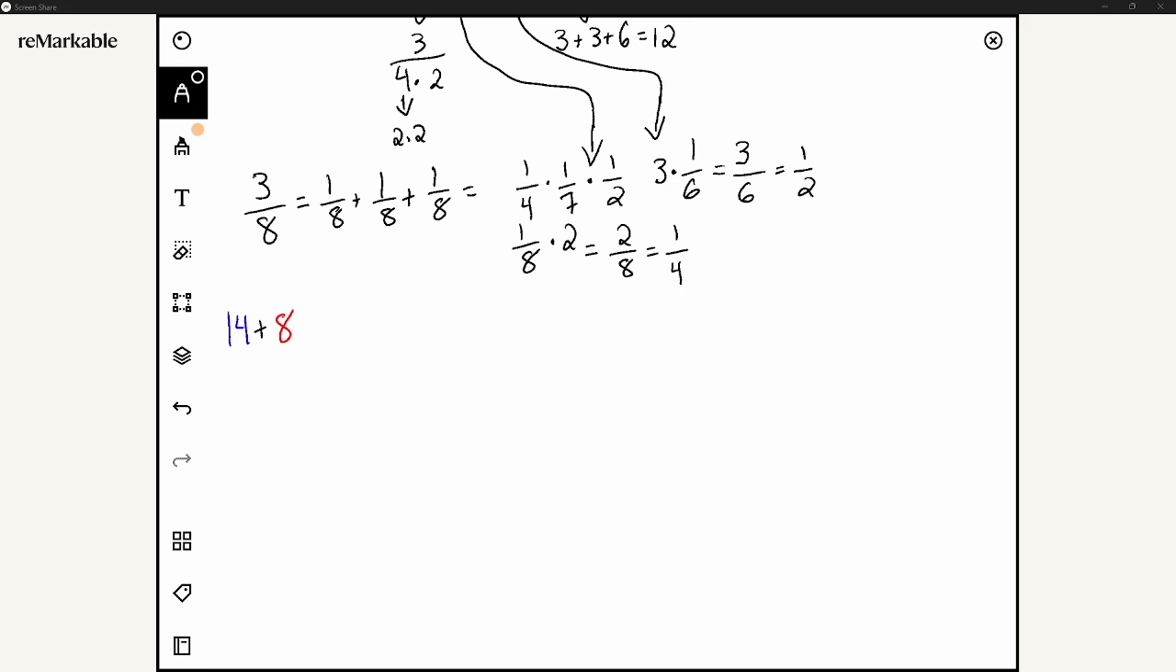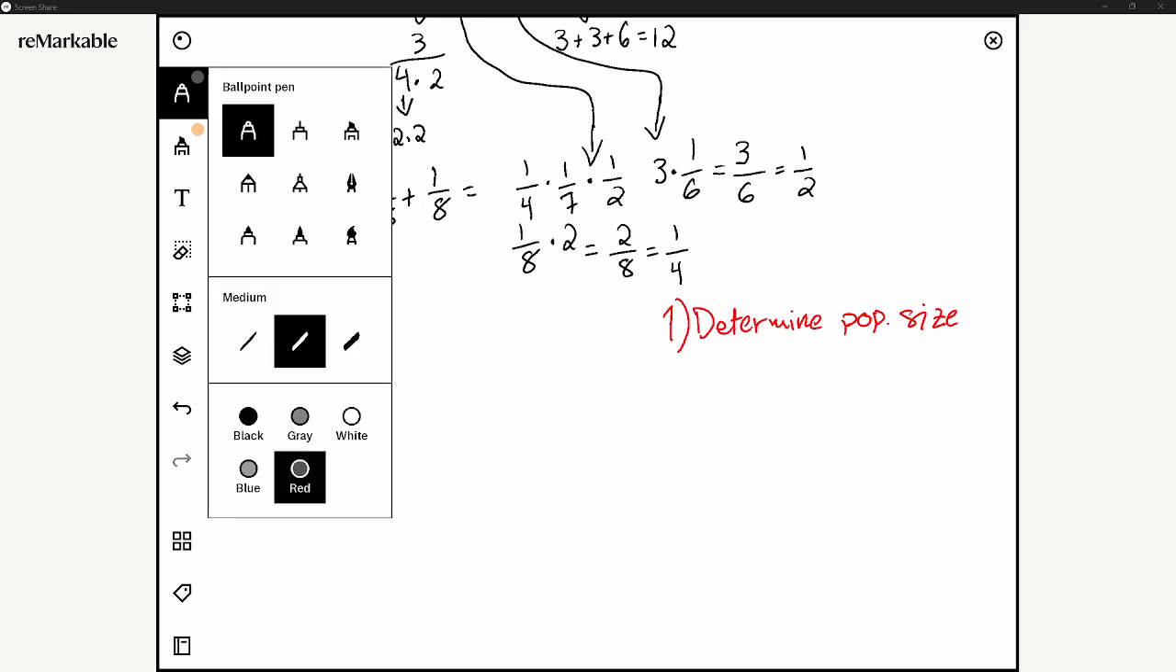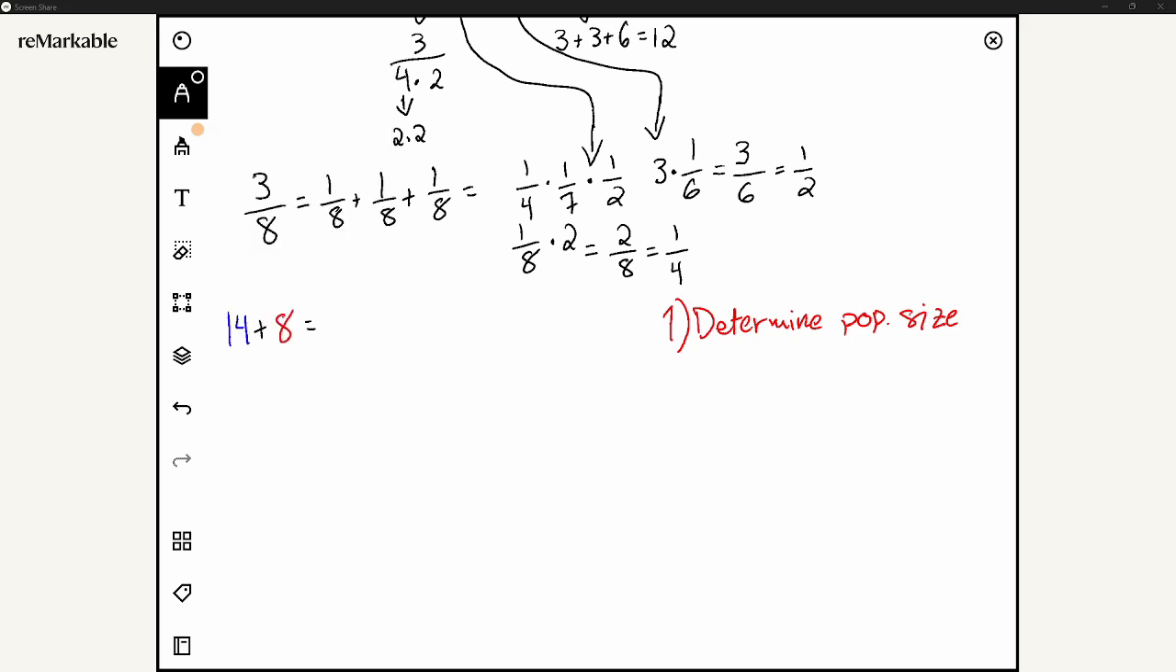First thing we have to do, we have to determine the population size, right? That is step number 1. Determine population size. For those of you who do not have a background in mathematics, population size is just a very fancy way of saying how many total things do we have. 14 plus 8 is 22. Therefore, our total population size is 22. The total number of cards is 22.